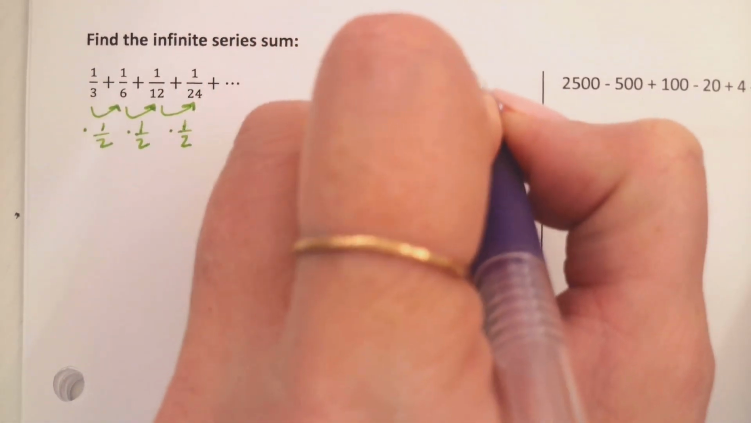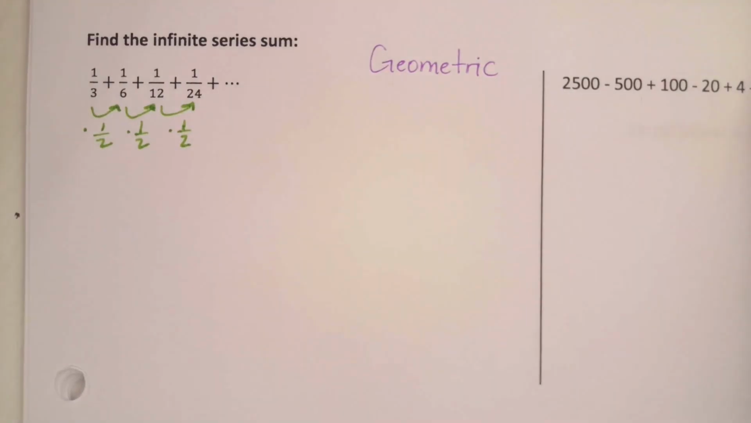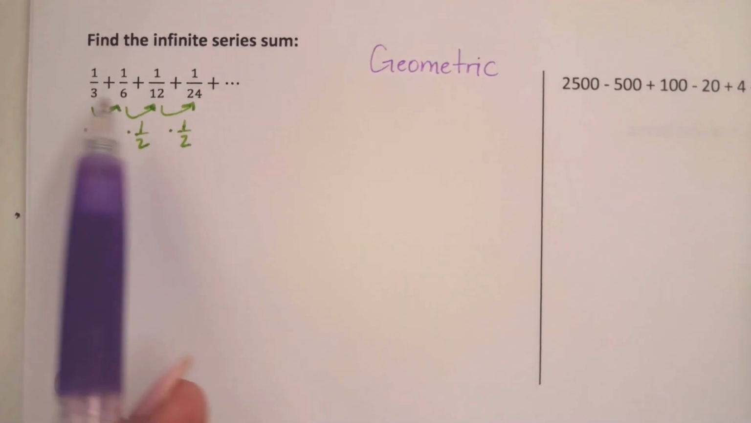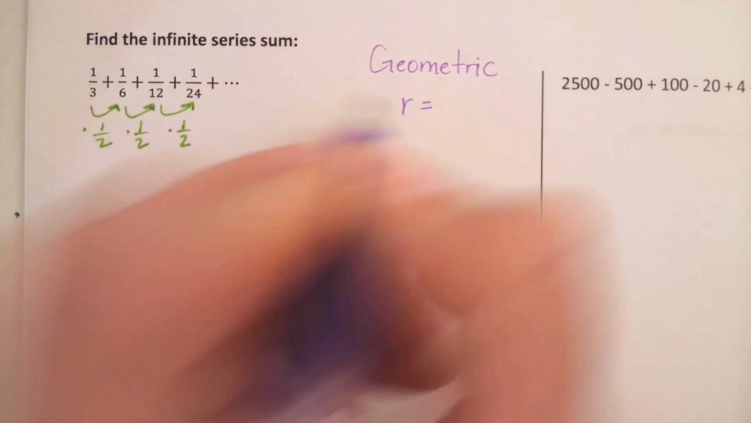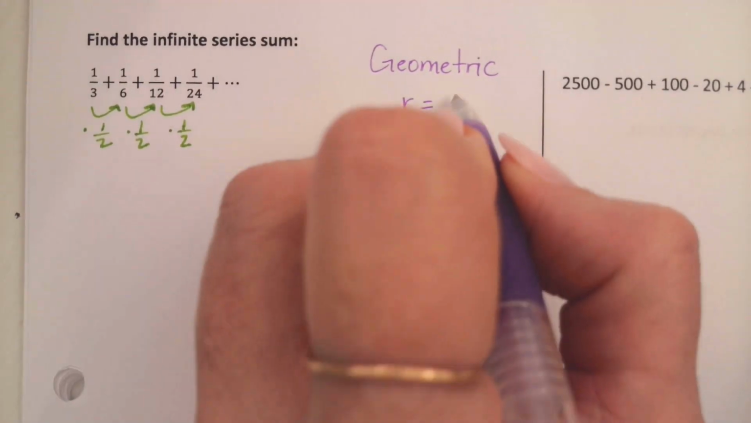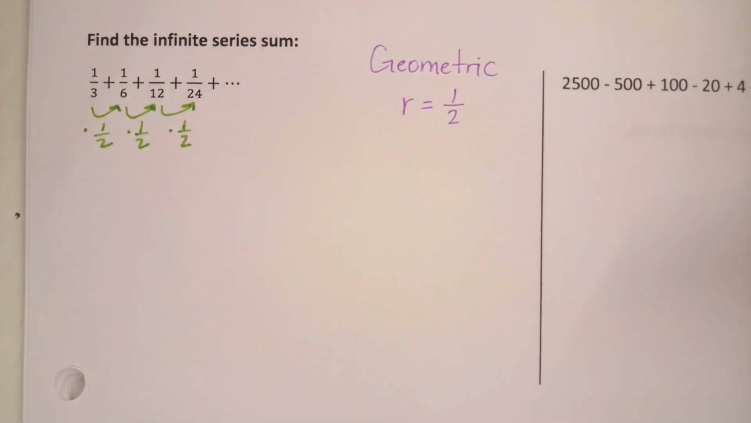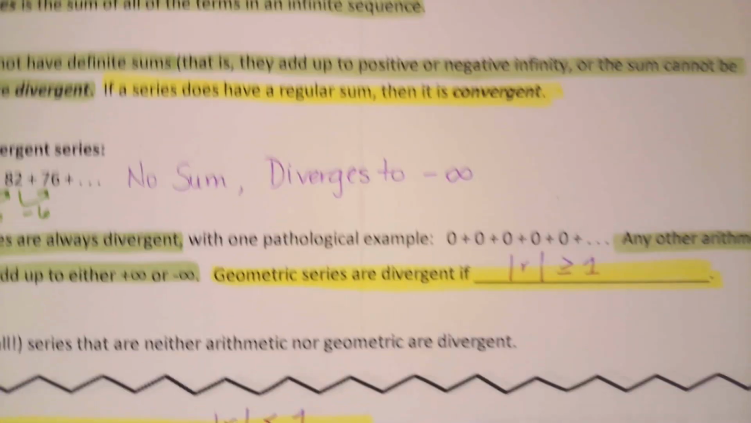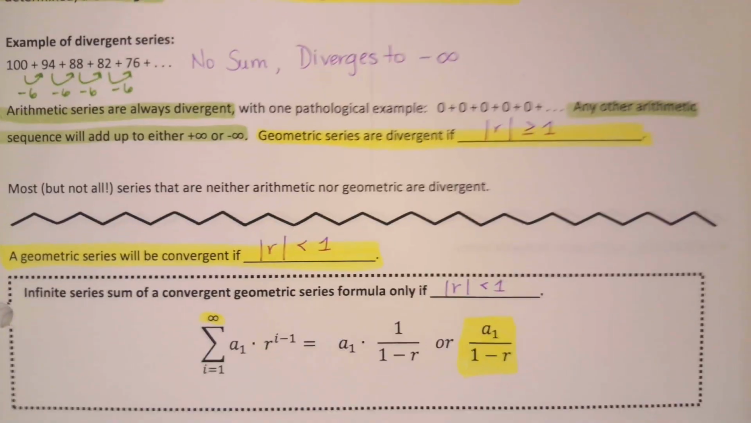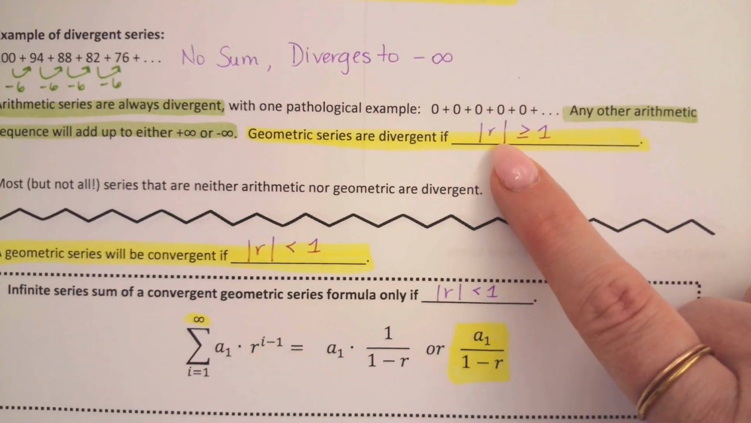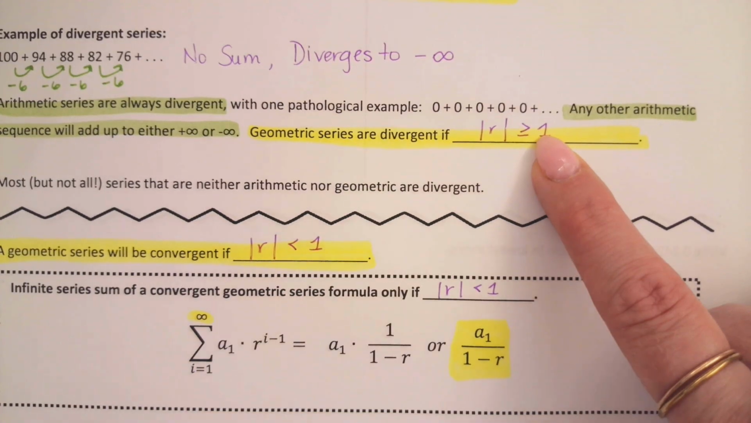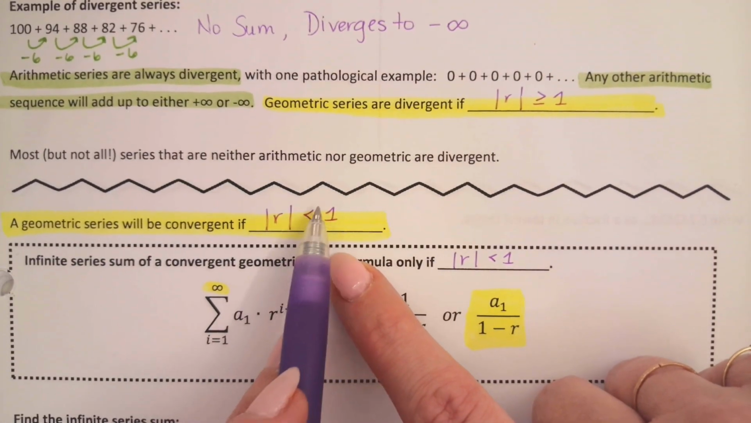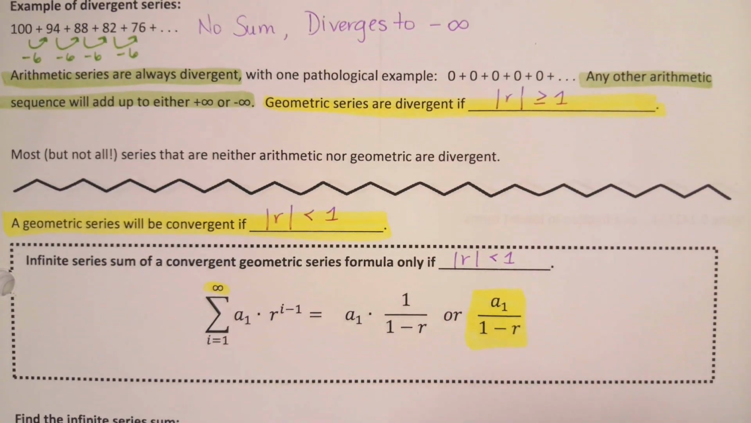Remember, geometric still might not have a sum. It's really based on that common ratio. So I know my common ratio, that number that I multiply by each time, is 1/2. Okay? So we just need to decide which of the two options it was. Let me go back to them. Is the absolute value of that common ratio greater than or equal to 1 so that it's going to diverge? Or is the absolute value of that common ratio less than 1 so it's going to converge?